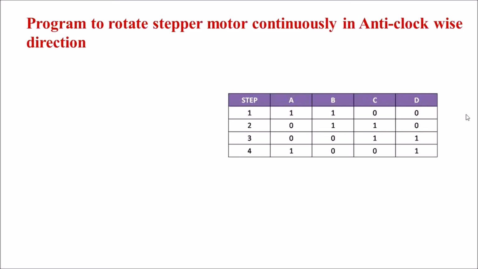Now we can write a program to rotate the motor continuously in the anti-clockwise direction. For that we'll use a reverse sequence of this full step. First we'll send the sequence which is used for step 4, that is 09H, and then rotate this sequence in the left direction so that we'll get the third step sequence, then the second, and then the first. For that we'll send this sequence on port P1.